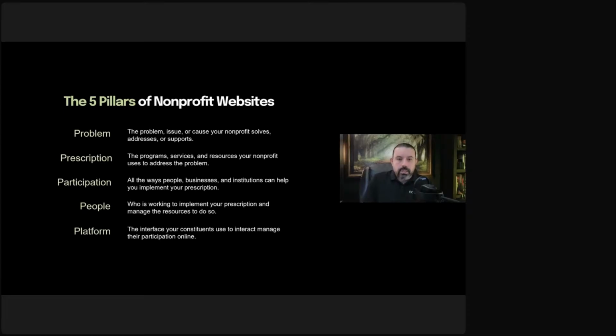The prescription: the programs, services, and resources your nonprofit uses to address the problem. And then participation: all the ways that people, businesses, and institutions can help you implement your prescription. Now, those 3 things alone are the basic core 3. The other 2 are meant to support that.